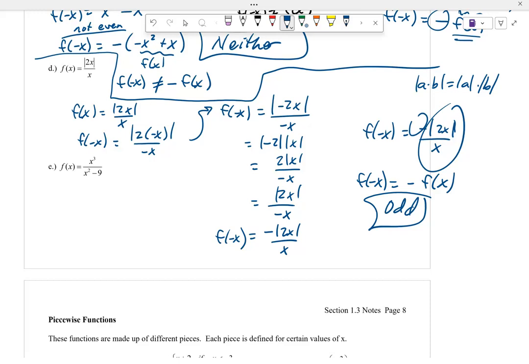It's not even, because f of negative x did not give me f of x. F of negative x gave me negative f of x. So it's odd. Okay? So that function's odd. Let's go ahead and test this last one.